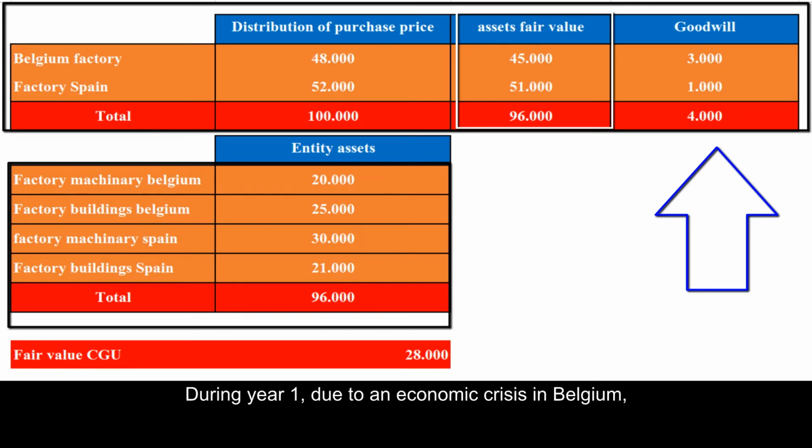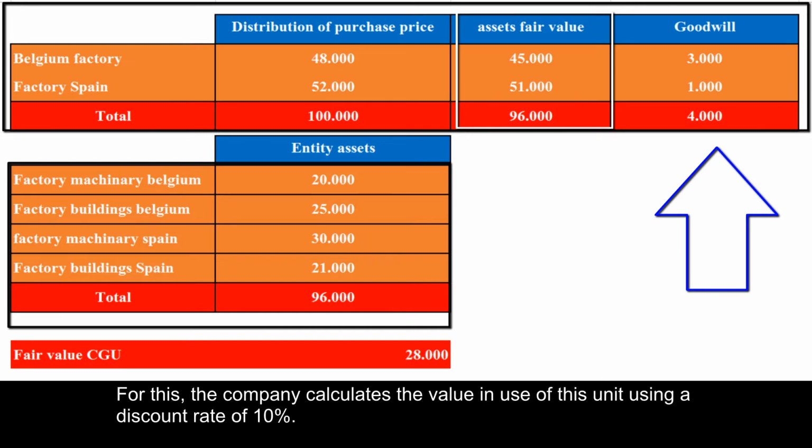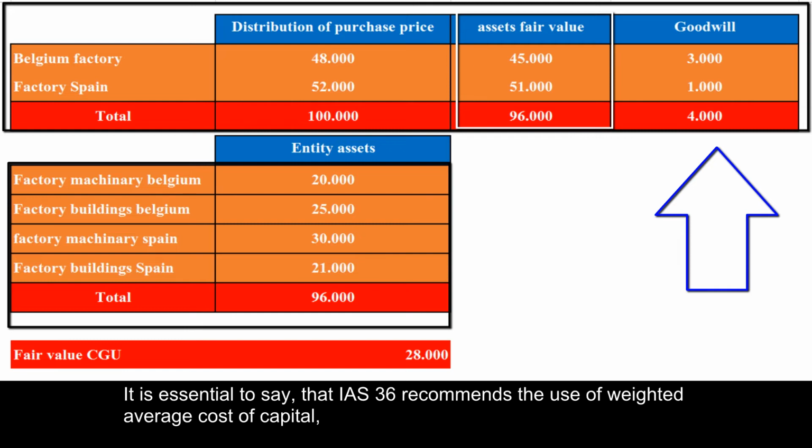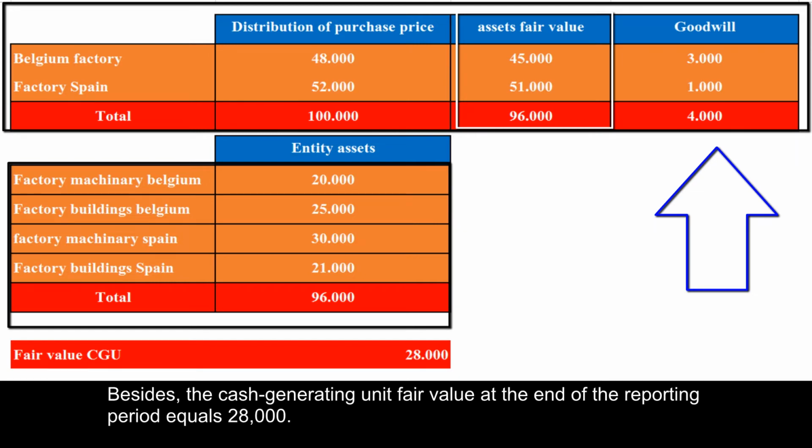During year 1, due to an economic crisis in Belgium, the management of the factory located in this country considered that it was very likely that this cash-generating unit could present impairment. For this, the company calculates the value in use of this unit using a discount rate of 10%. It is essential to say that IAS 36 recommends the use of the weighted average cost of capital to determine the rate with which to calculate the value in use of a cash-generating unit. Besides, the cash-generating unit fair value at the end of the reporting period equals $28,000.